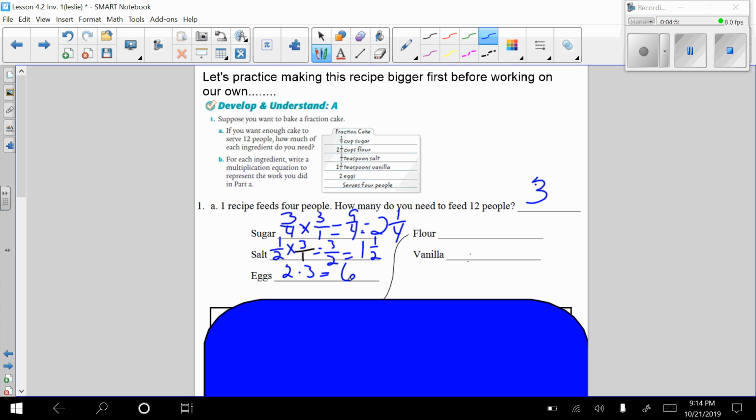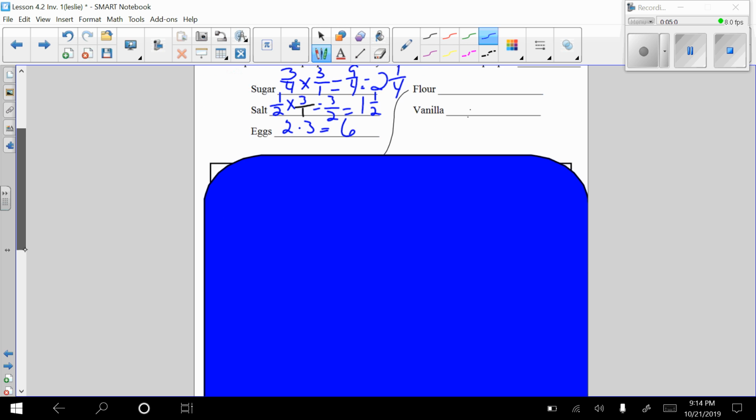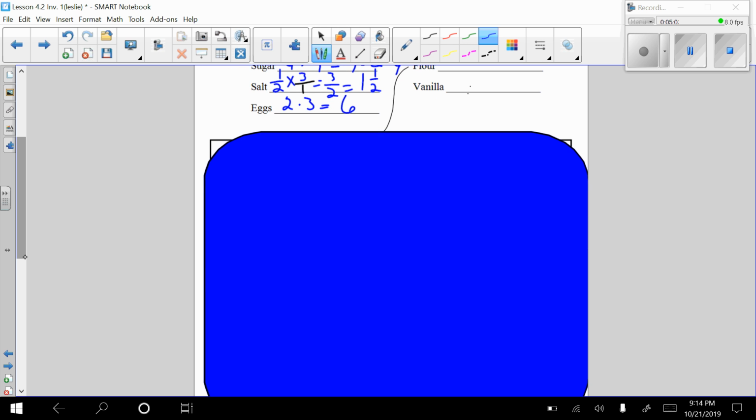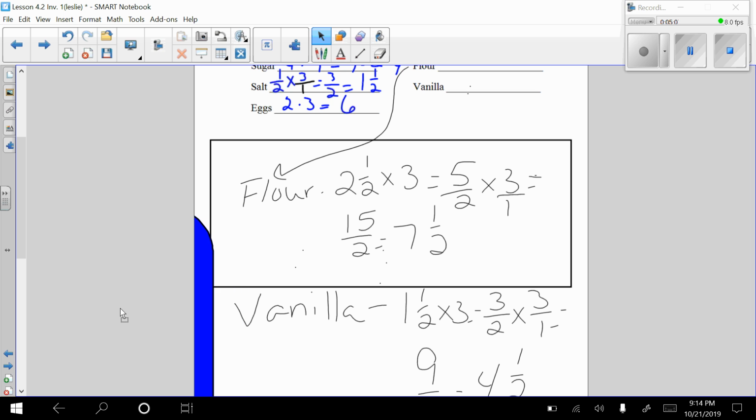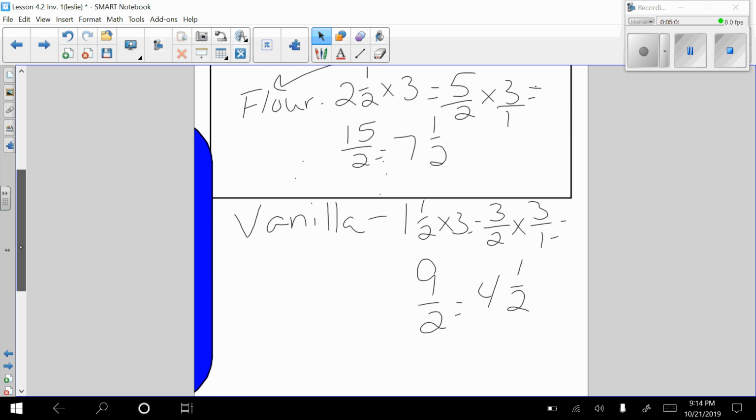Come back and check your work. All right, let's see what you got. I wrote it down here at the bottom just because I needed a little more space. Here's what I've gotten for flour and vanilla. You should end up with 7 1/2 for the flour and 4 1/2 for the vanilla. If you didn't, take a look and see where you made your mistake.